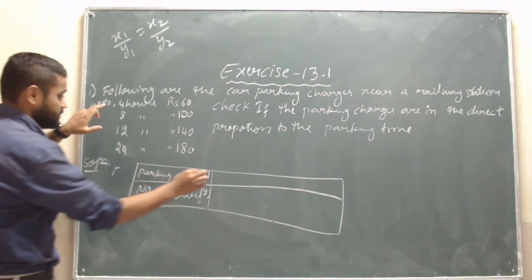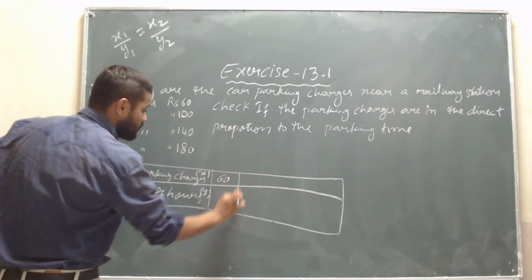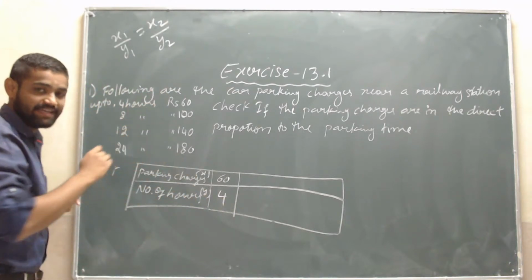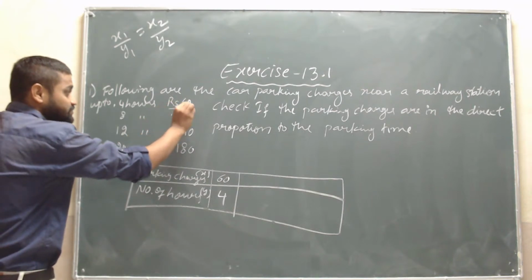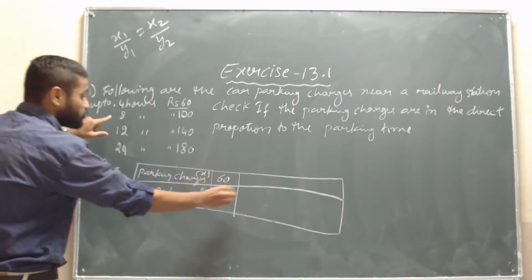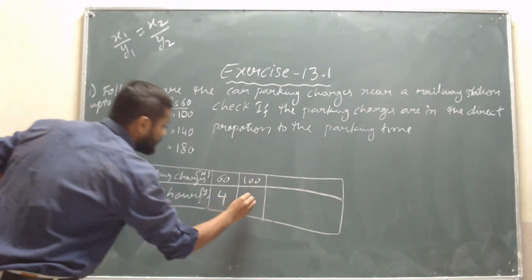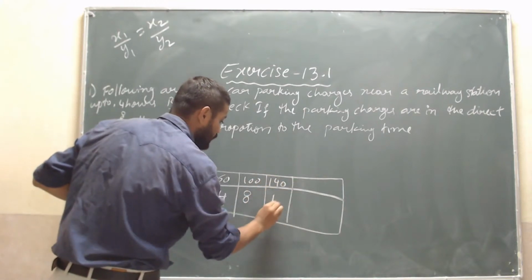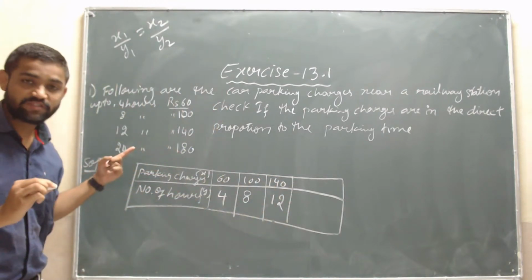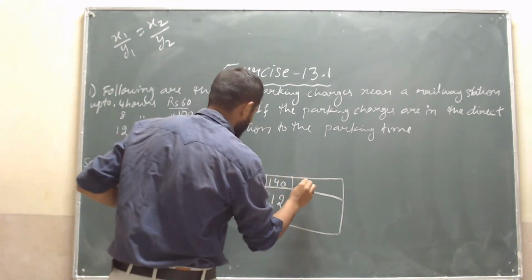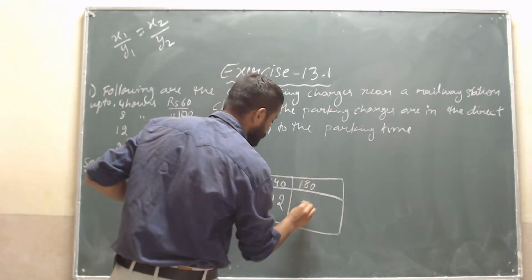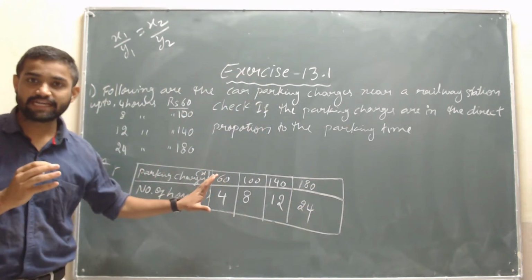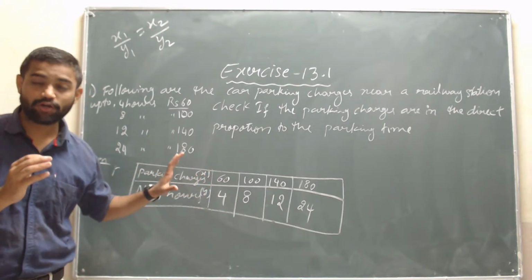The first charge is 60 rupees for 4 hours. Are you getting my point? I am just writing the given data. It is rupees 60 for 4 hours, rupees 100 for 8 hours, 140 rupees for 12 hours, and 180 rupees for 24 hours. This is the given data. We just have to check whether it is in direct proportion or not.